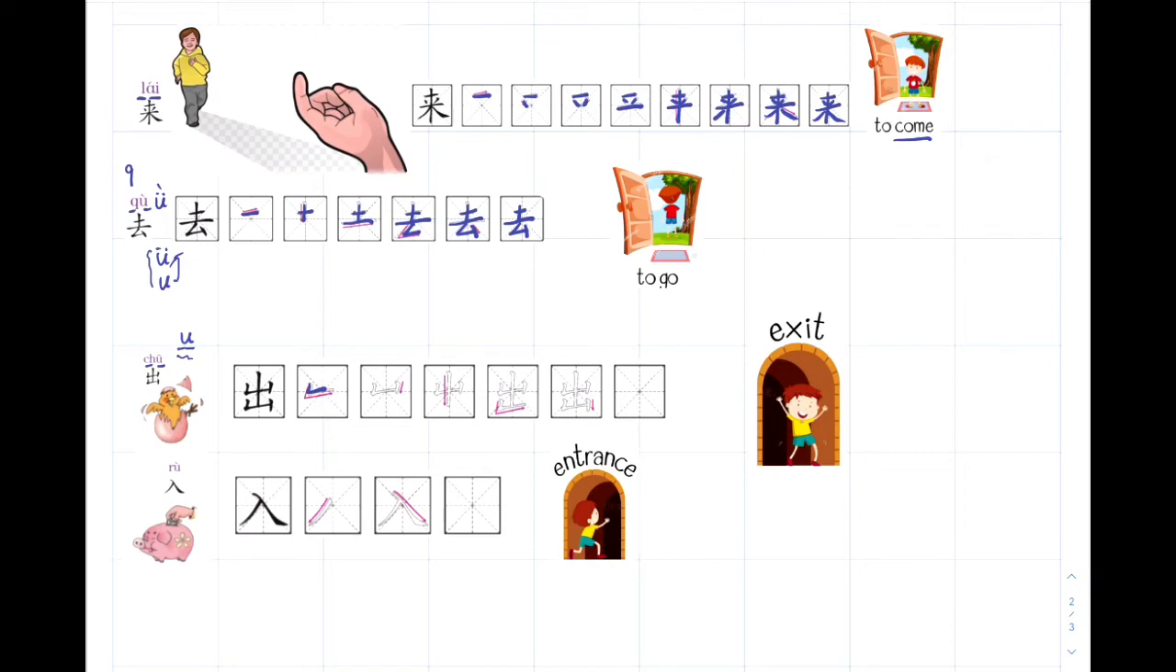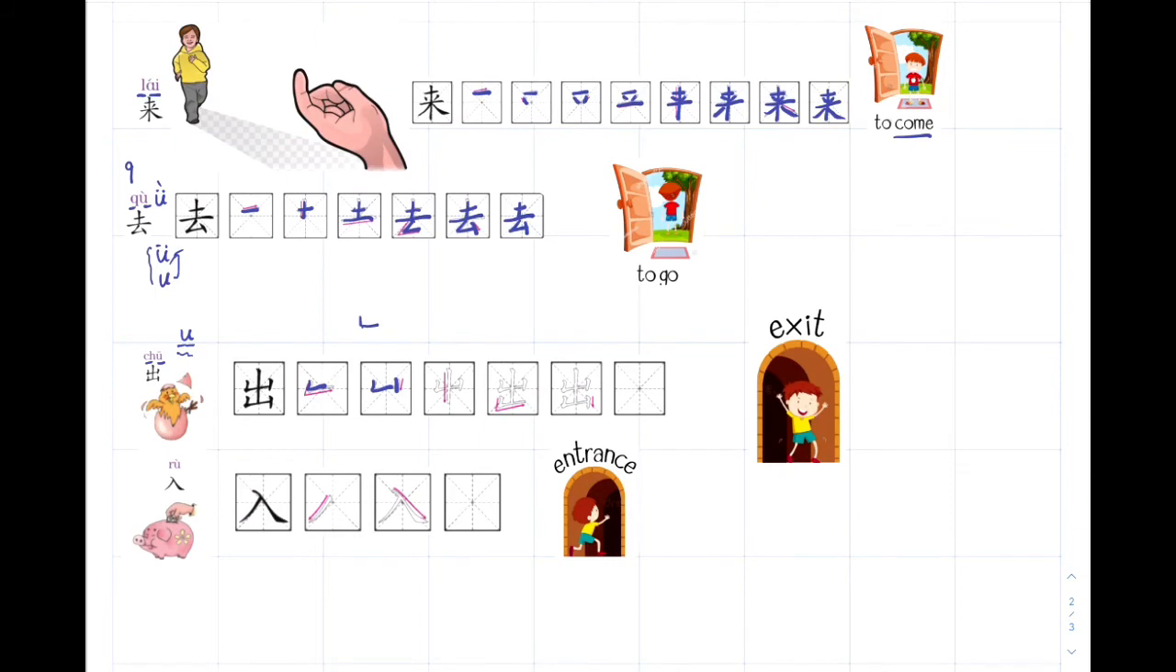一. Okay, so this is the radical. So don't do this and then do that. That'll be wrong. That would not be the stroke. So 一, this is the whole stroke. 二. 一二三, 一二三四, 一二三四五. 5 strokes. 一二三四五, 出. It means exit.